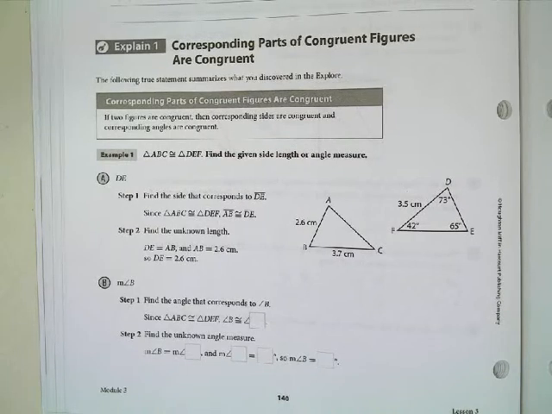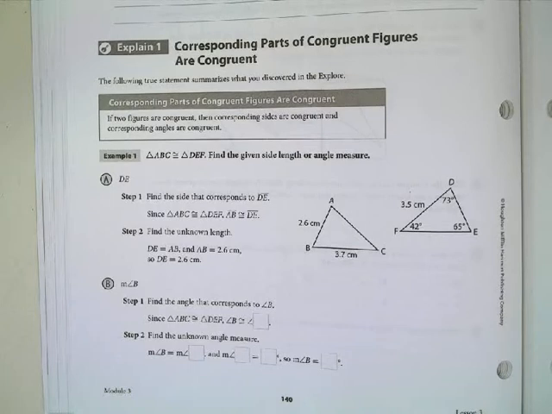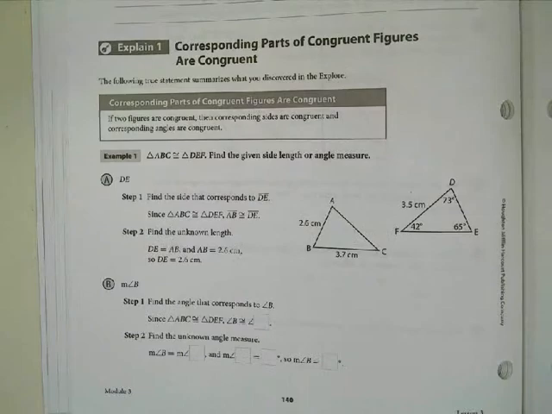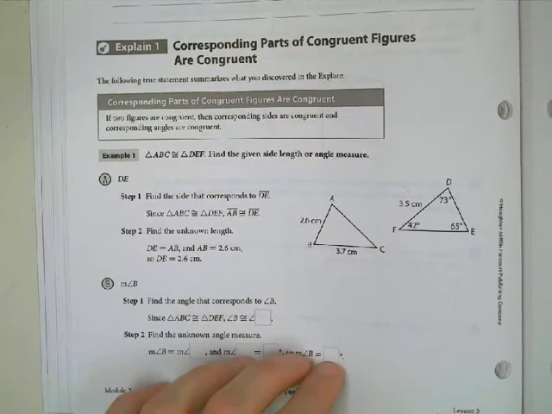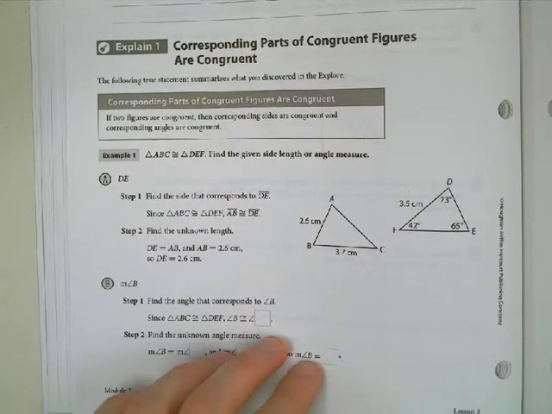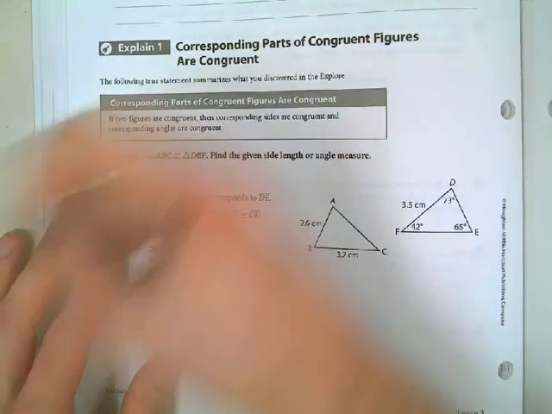But what can I say that it matches with, Keegan? What do you say? It matches with the same figure over there. Yep, so what side does it match with over here? AB, exactly right. And so we can say DE has what measure then? 2.6. Yep, 2.6 centimeters. Okay, very good.